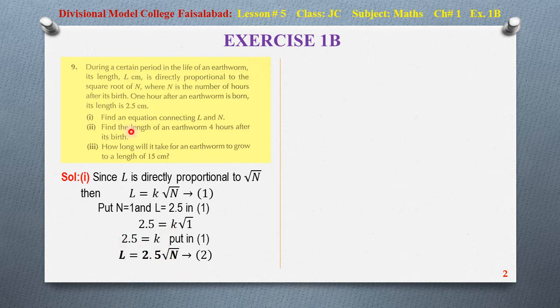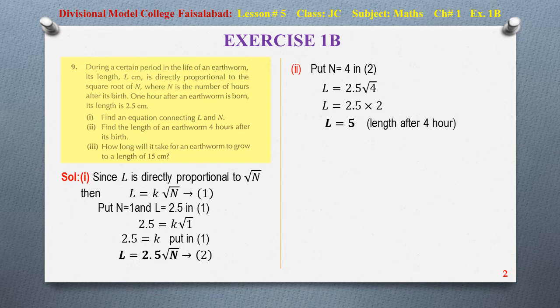Now to solve part 2, we will put n is equal to 4, because time is given and you are asked to find the length of the earthworm after 4 hours. So put n is equal to 4 in equation number 2 and solve to get the value of L. Because square root of 4 is 2, 2.5 multiplied by 2 is equal to 5. So 5 is the length of the earthworm after 4 hours.